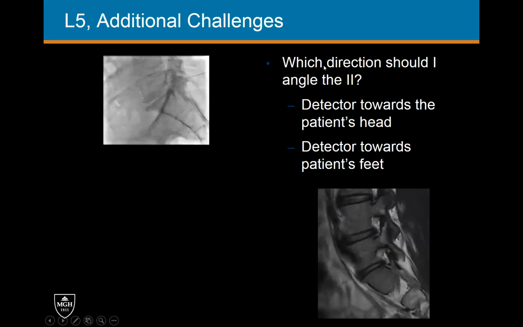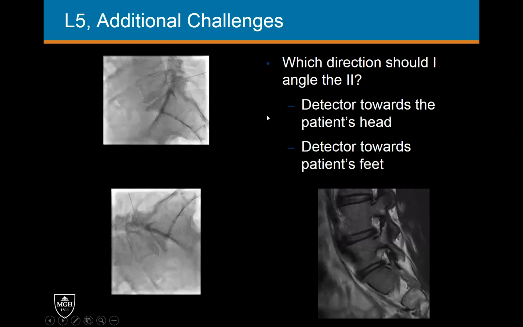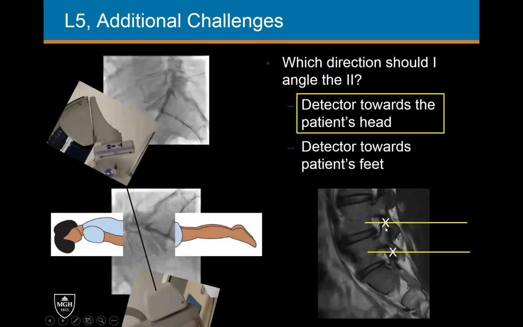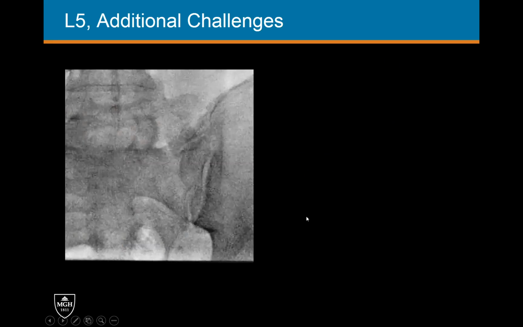All right, so I asked this question before: which direction should I angle the II? And the answer is, if the patient is prone, and you angle the II or the detector towards the head of the patient, you can actually get around the facet. Imagine you tilt this needle upwards, with the hub of the needle more towards the patient's head, then you're able to get around the facet joint.